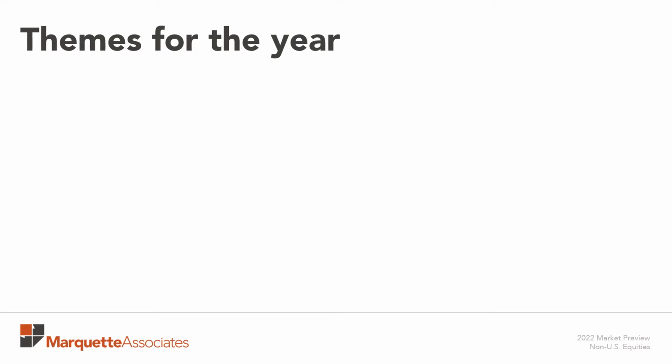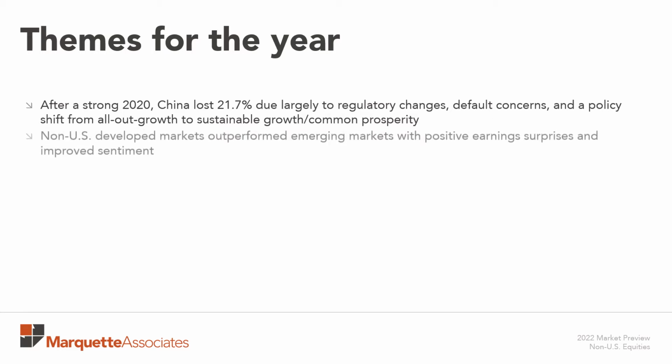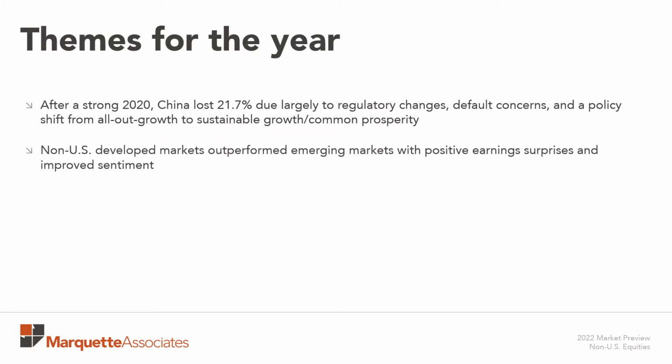One of the big themes in 2021 was the dramatic underperformance by Chinese equities. After returning 30%, which was tops across the globe, China lost 22% in 2021. This was largely due to policy shifts and regulatory changes. Since China is about 32% of the benchmark, this had a large impact on EM equities, and as a result, developed markets significantly outperformed EM.